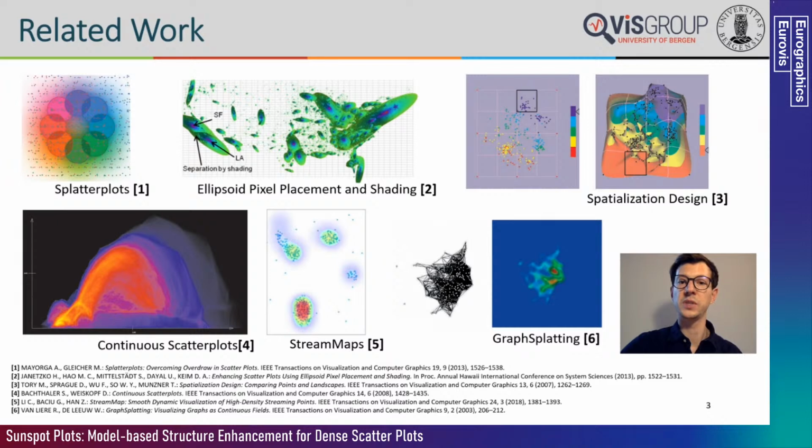Continuous scatter plots represent another approach that can handle an increasing data size while avoiding overplotting, but unfortunately, they do not preserve the discrete nature of the data in sparse regions. Stream maps represent an approach that is capable of smoothly blending points using an adaptive kernel density estimation, again showing that kernel density estimations are not only popular in statistics, but also in visualization.